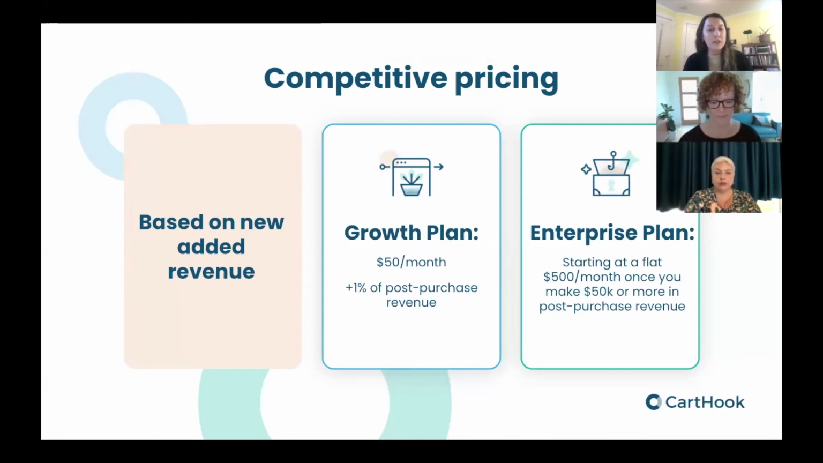So you'll see the monthly fee is just a flat $50 per month. And then we have a 1% transaction fee on new added post-purchase revenue only. So it's really tied just to that new added revenue. And then if you're a higher processing store, we do also offer enterprise pricing plans, which start typically when you're doing around 50K or more per month in post-purchase revenue. So if you are a high processor, always feel free to reach out. We really closely manage all of your processing. And so when you start approaching that 50K per month mark, we'll definitely reach out and work with you on a more custom enterprise pricing plan.